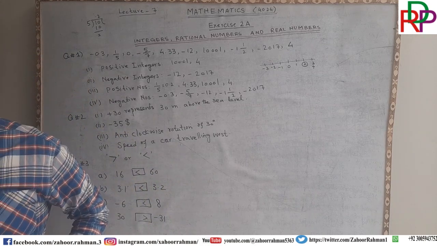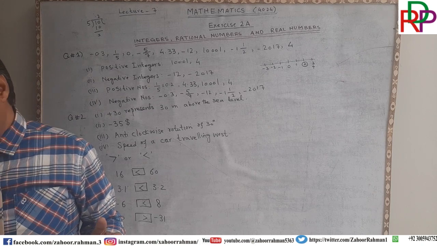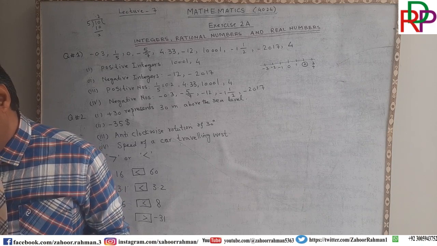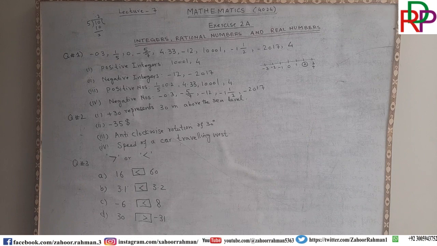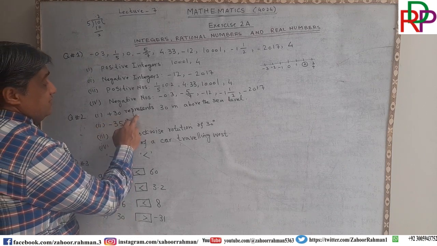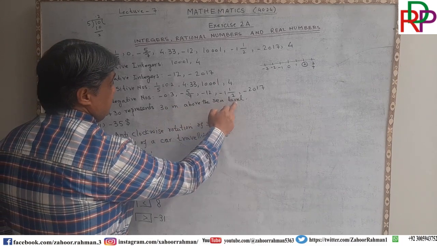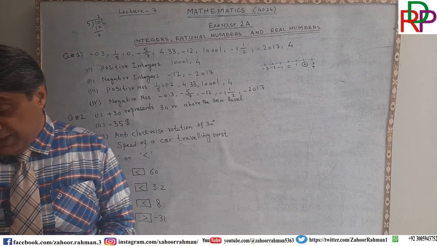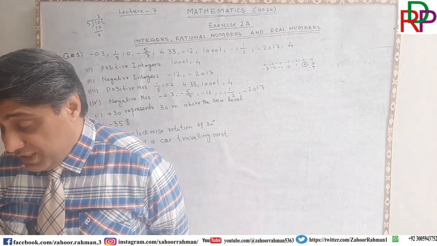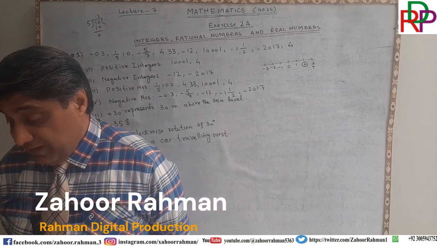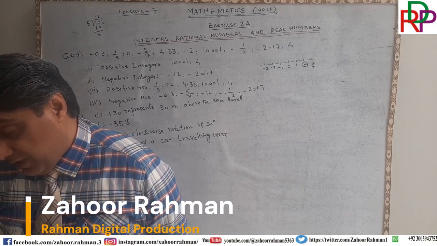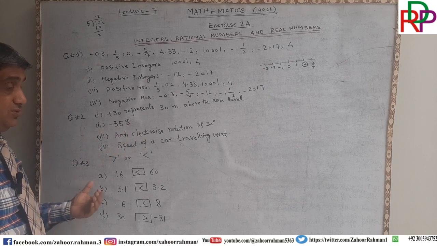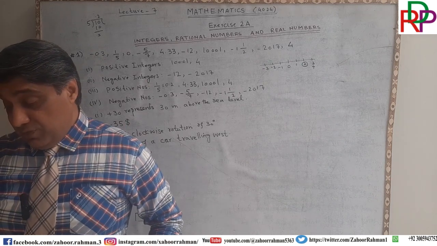The second part says fill in the blanks. The question says if minus 6 represents 6 meters below sea level, then positive 30 represents dash. In the dash you have to write that positive 30 represents 30 meters above sea level. Similarly, part B says that if plus 40 represents depositing $40 in the bank, then a withdrawal of $35 is represented by minus 35. Minus means you are withdrawing the amount from the bank.